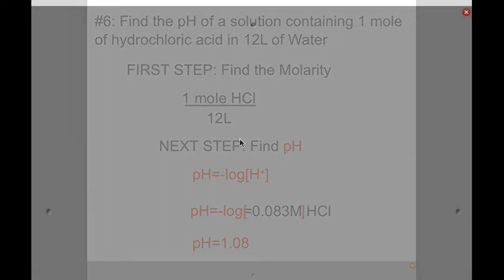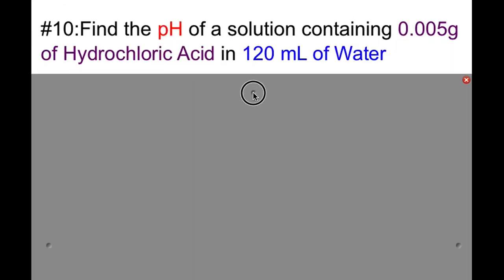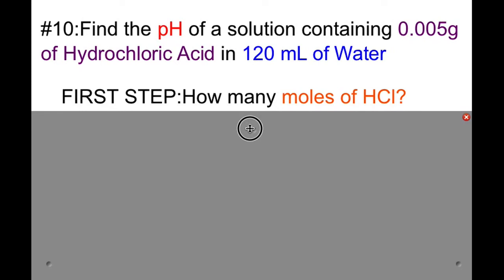Let's hope you've reached number 10. And number 10 is a little more difficult because it's going to ask you to do a little bit more work. Number 10 asks you to find the pH of a solution containing 0.005 grams of hydrochloric acid and 120 milliliters of water. So first, you need to find how many moles of hydrochloric acid. I'm going to go ahead and let you do that since you know how to find grams to moles.